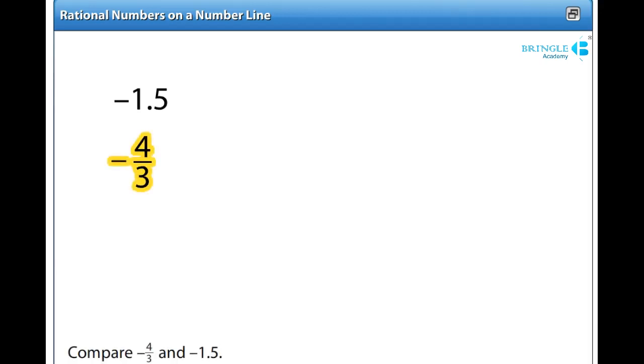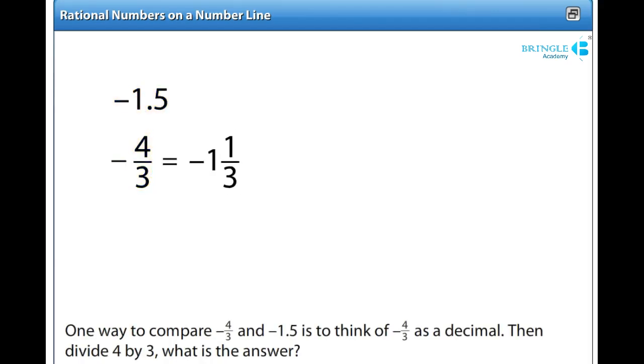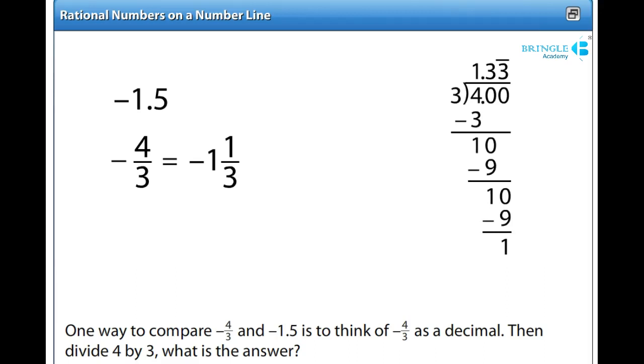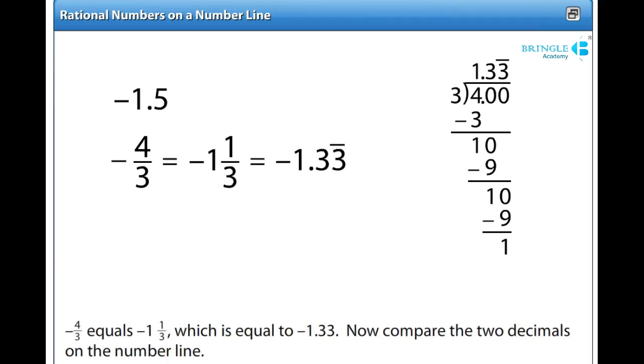Compare -4/3 and -1 5/10. One way to compare -4/3 and -1 5/10 is to think of -4/3 as a decimal. Then divide 4 by 3. What is the answer? -4/3 equals -1 1/3, which is equal to -1.33 repeating.